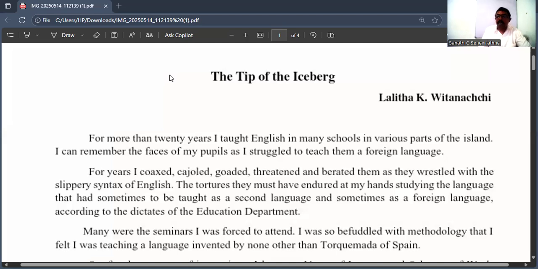Goaded, threatened, and berated. Berate means scold. Berated them as they wrestled, W-R-E-S-T-L-E-D, wrestled with the slippery, S-L-I-P-P-E-R-Y, slippery syntax of English.